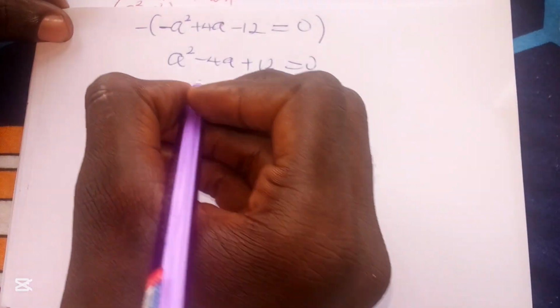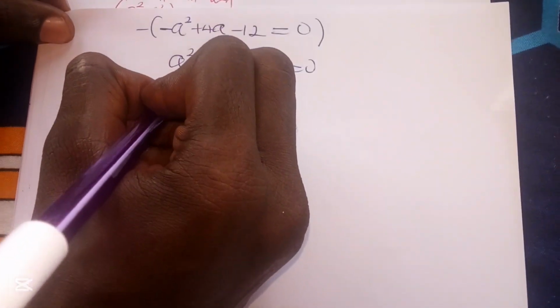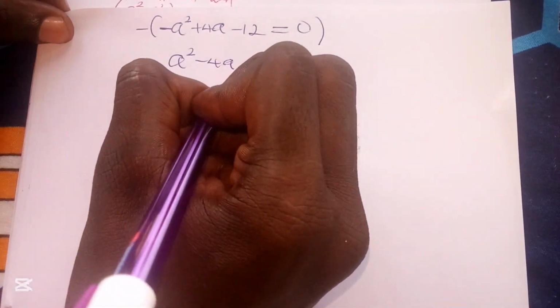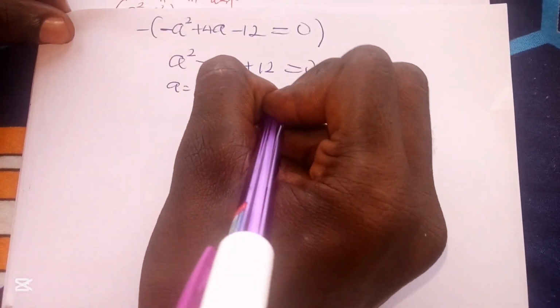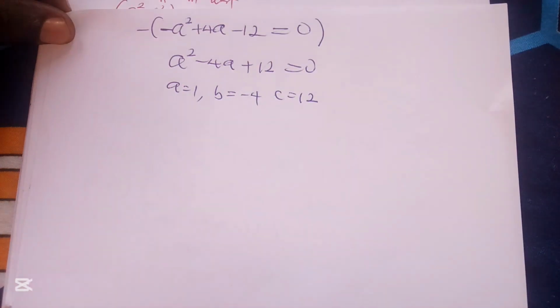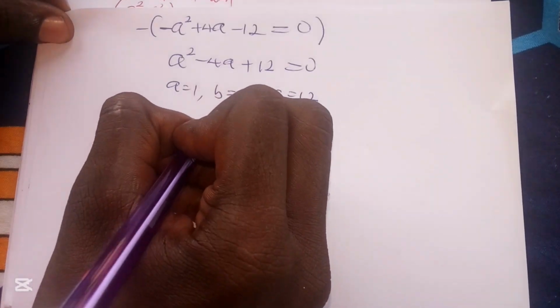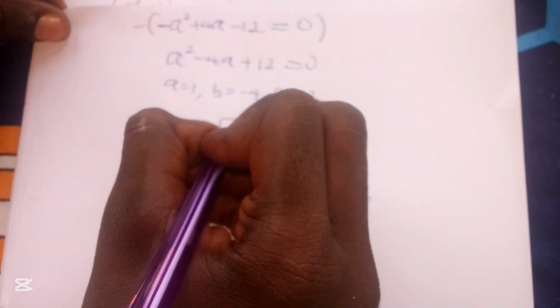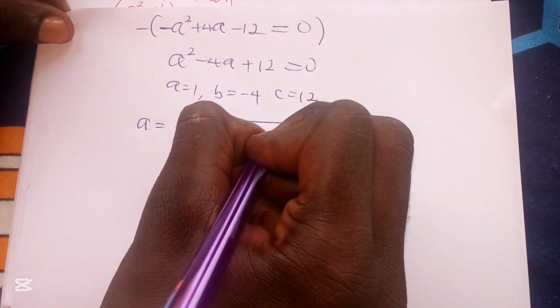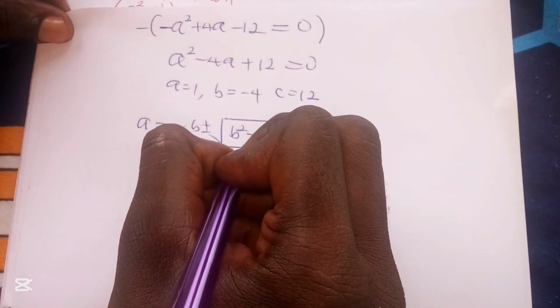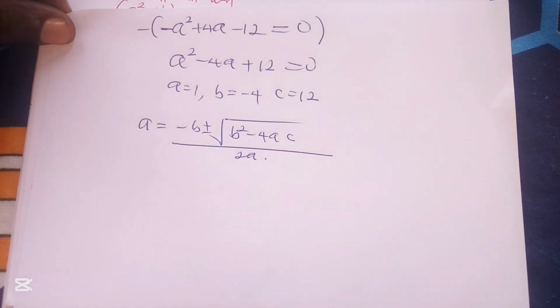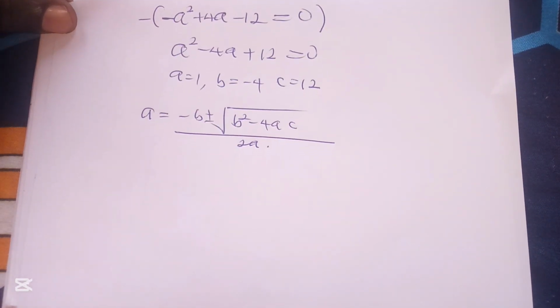We know a is 1, b is minus 4, and c equals 12. Now we use the formula method. We say that a is equal to minus b plus or minus the square root of b square minus 4ac, divided by 2a. So this is what we have to use to find the value.